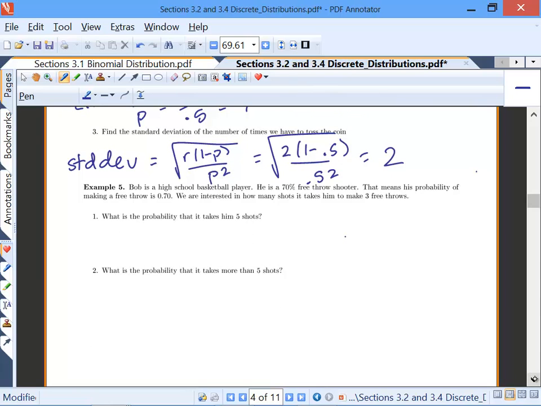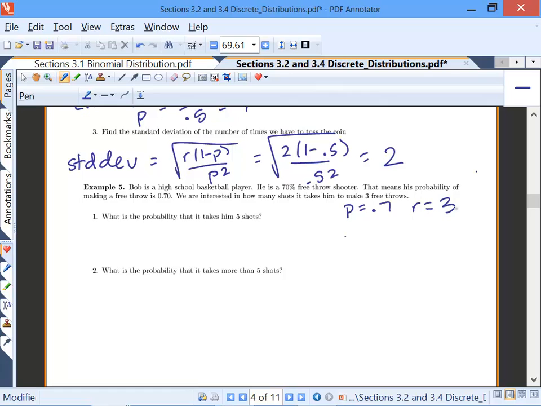So for my next example, Bob is a high school basketball player. He's a 70% free throw shooter. That means his probability of making a free throw is 0.7. We are interested in how many shots it takes him to make 3 free throws. So what is the probability that it takes him 5 shots? First of all, do you recognize that this is negative binomial? We're interested in how many shots up to the 3rd free throw. So the probability of making a free throw is 0.7, and we need him to make 3 free throws.